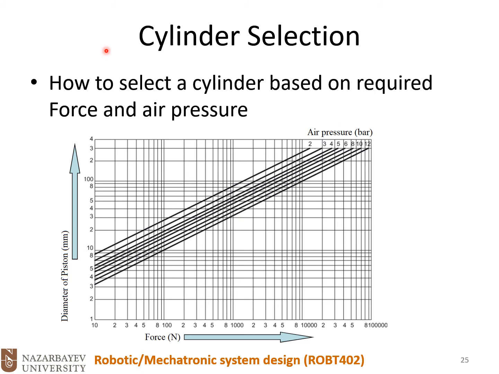Okay, so cylinder selection. How we could select our cylinder. How to select a cylinder based on required force and pressure. On this graph, which is a logarithmic graph, we have force on the horizontal axis and we have the diameter of the piston on the vertical axis. Plus these lines show us air pressure in bar.